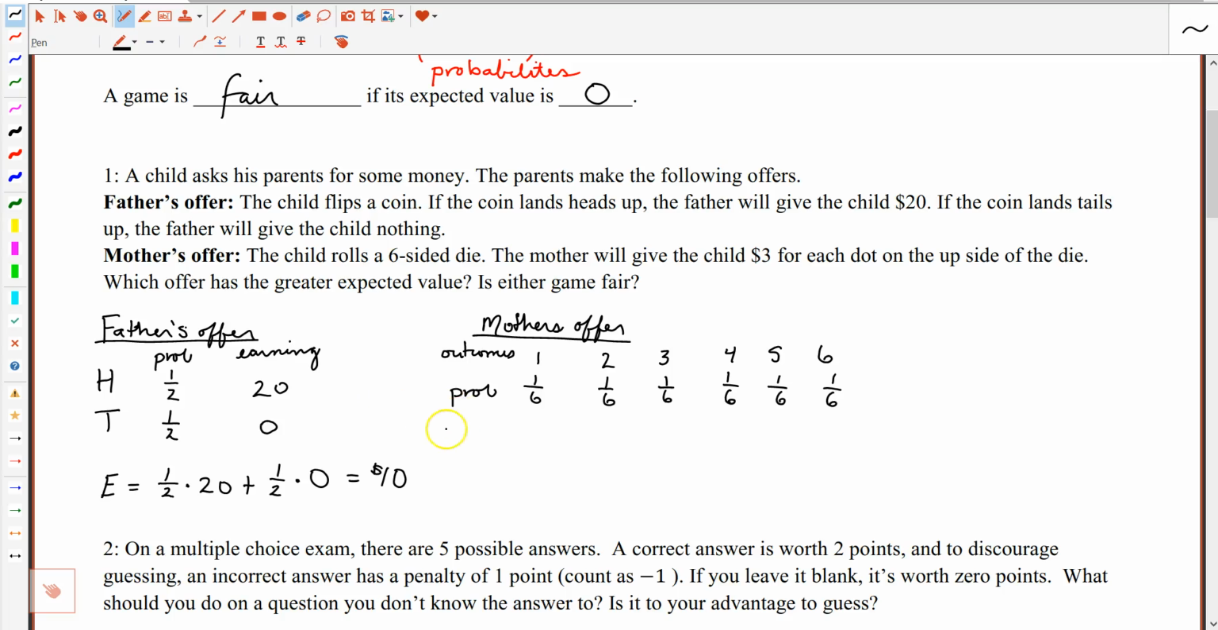And then let's go ahead and find the earnings to the child. Now the mother will give the child $3 for each dot on the upside. So if a 1 lands, that's only 1 dot, so the child will only earn $3. If a 2 lands on the die, $3 for each dot, then that means the child earns $6. If a 3 lands on the die, the child earns $9, then $12 for 4 dots, $15 for 5 dots, and $18 for 6 dots. So let's go ahead and figure out the expected value then for the mother's offer.